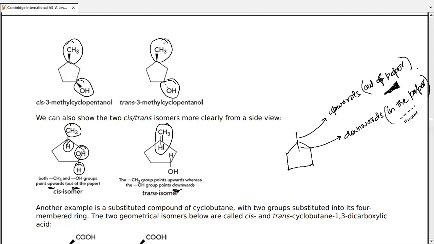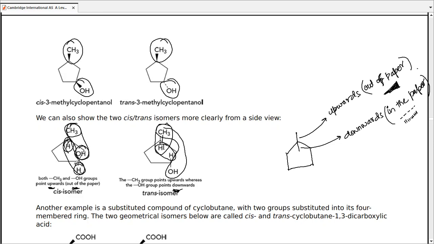ठीक है, ये सिर्फ वो ग्रुप्स जो डाउनवर्ड हैं वो शो किए हुए हैं. इंटरनली एक हाइड्रोजन होता है जो उसके साथ मुकाबले में आ रहा होता है. The point I'm trying to make is CH3 and hydrogen are to be seen appropriately. Now this is cis because दोनों हाइड्रोजन एक तरफ हैं और दोनों OH या CH3 एक तरफ हैं. ये ट्रांस इसलिए है कि ये दोनों डायगोनल पे हैं और ये दूसरे डायगोनल पे हैं. That's why they are known as cis trans.